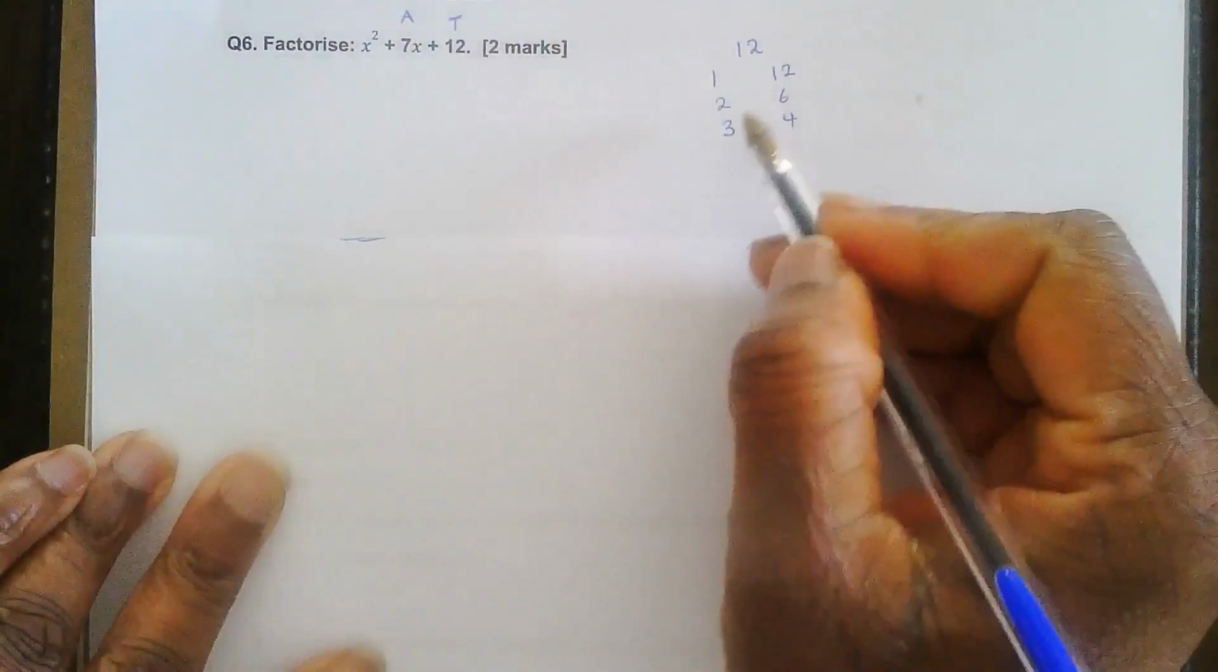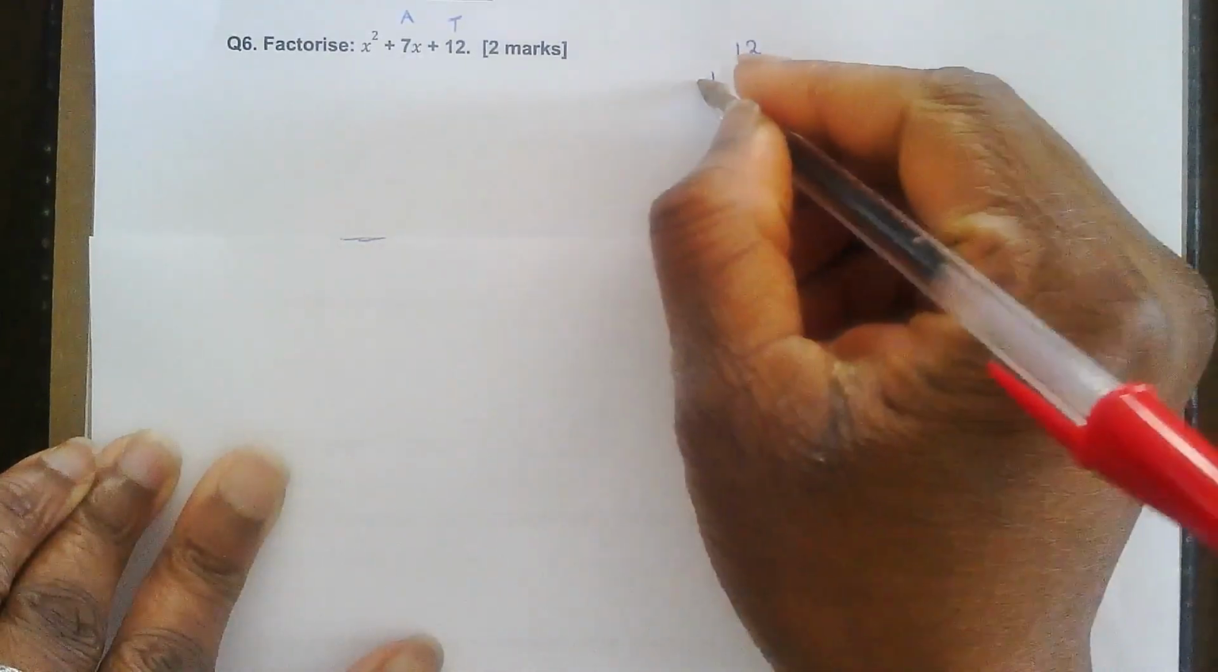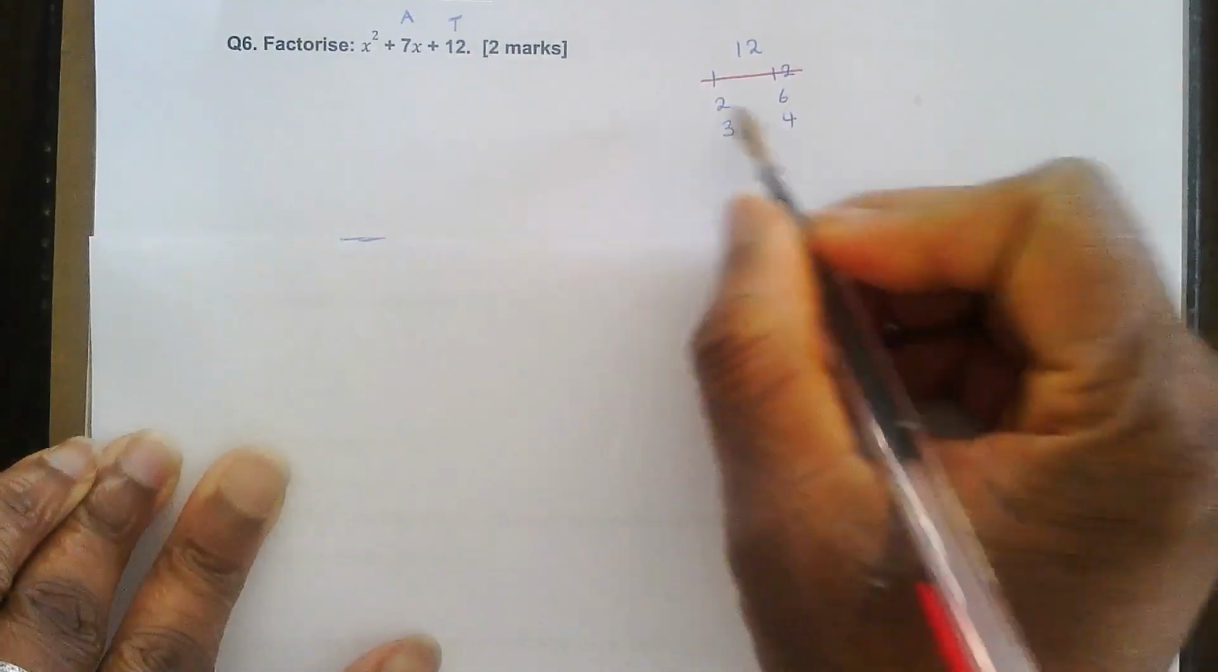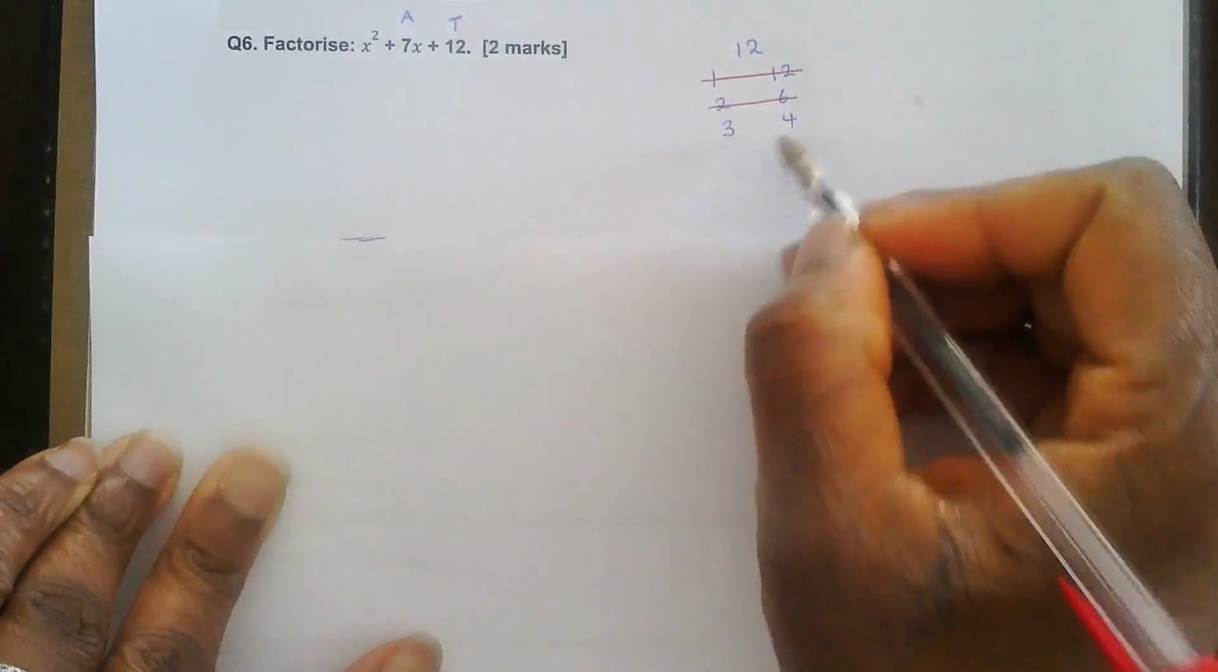Now the next thing, we need to eliminate 1 and 12. Is there a way when we add those two together we get positive 7? No. 2 and 6? We're going to add this together and get positive 7? No. 3 and 4? Yes. 3 add 4 is 7.